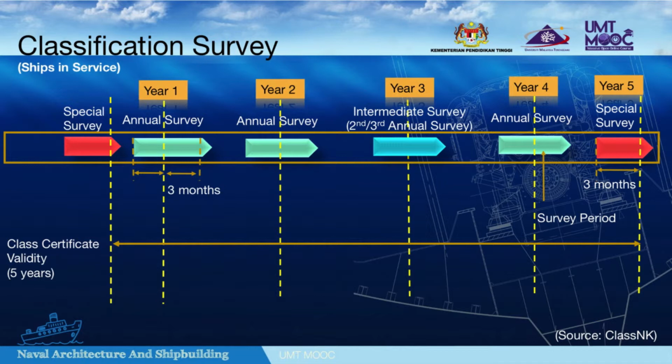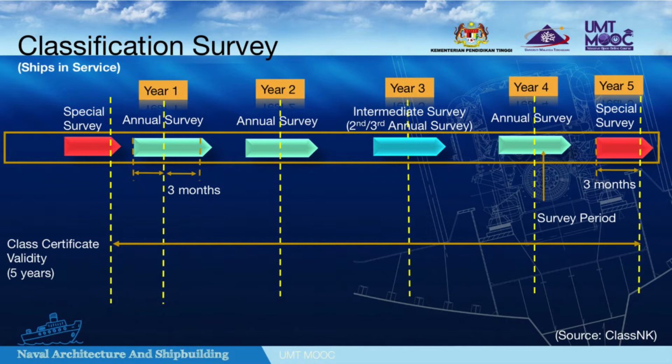Special surveys take the place of the 5th annual survey and are the most comprehensive classification survey, covering almost all areas of the ship. Vessels which successfully undergo a special survey will have the certification renewed for an additional 5 years. The special survey must be carried out within a 3-month period prior to the ship's 5th anniversary.